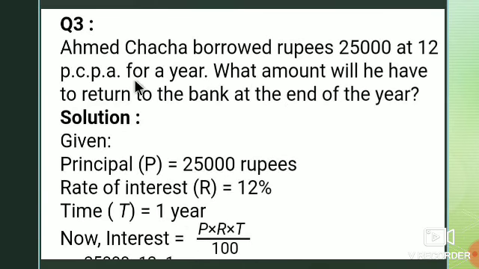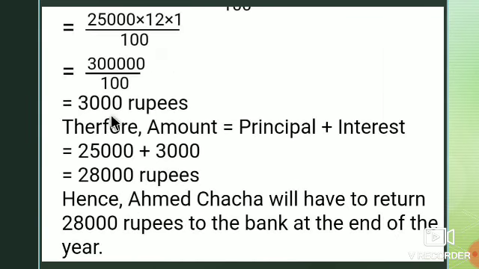Question number 3. Ahmed Chacha borrowed rupees 25,000 at 12% per annum for a year. What amount will he have to return to the bank at the end of the year? Here also amount is asked. So we should find out the interest first and then the amount. 12% rate and 1 year. Put these values in the formula. After calculating, you will get here 3000 rupees as the interest.